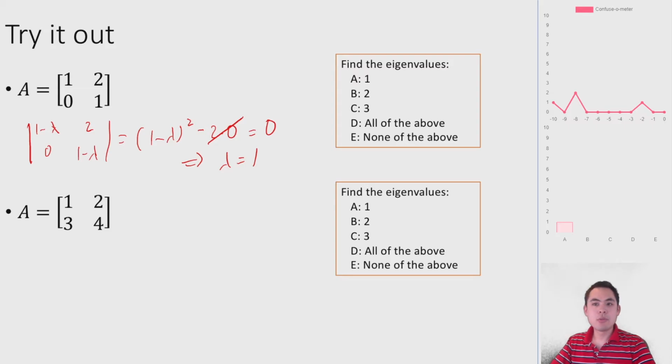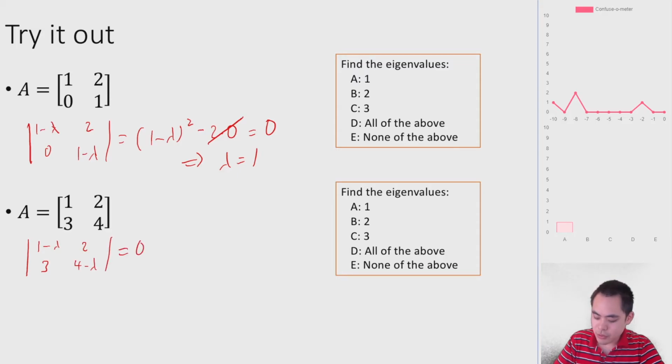Okay, looks like we have one vote for A. Let's see. Well, let me go ahead and write out the general procedure. So you need to take the determinant of 1 minus lambda, 2, 3, and 4 minus lambda. And you need to set this equal to 0.